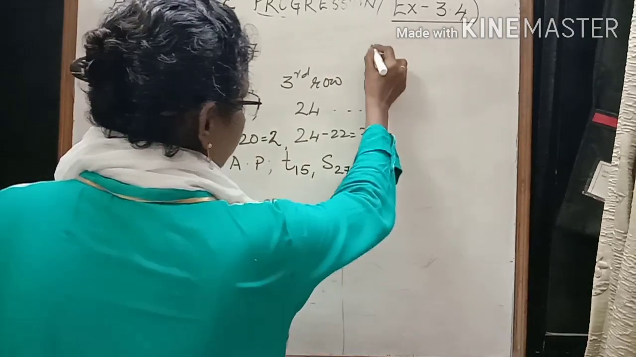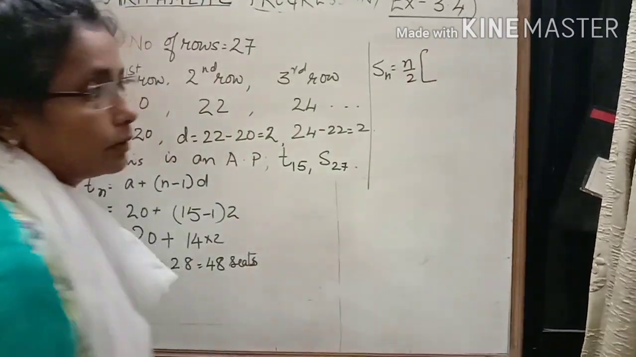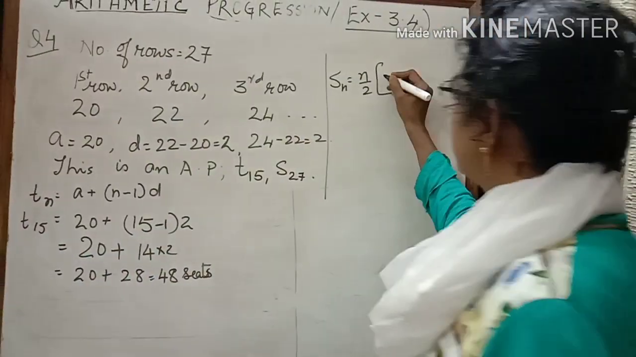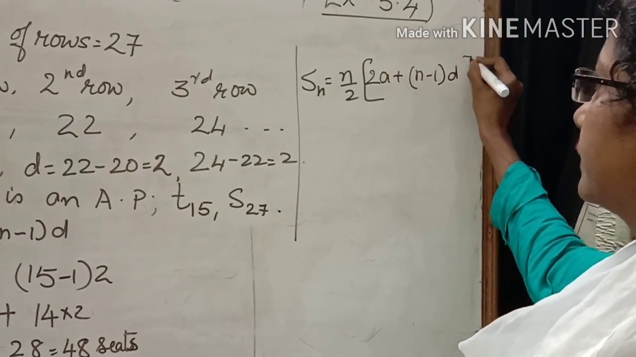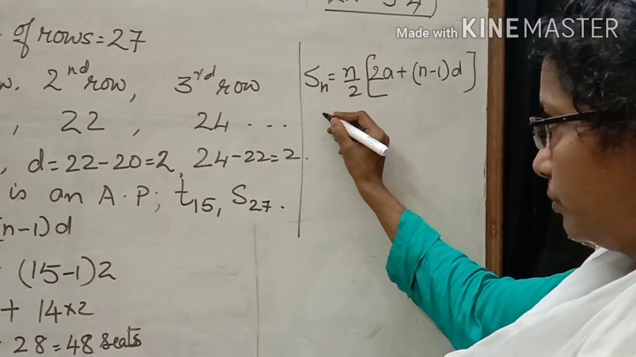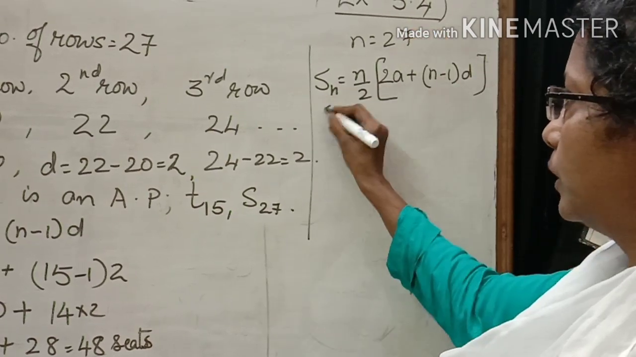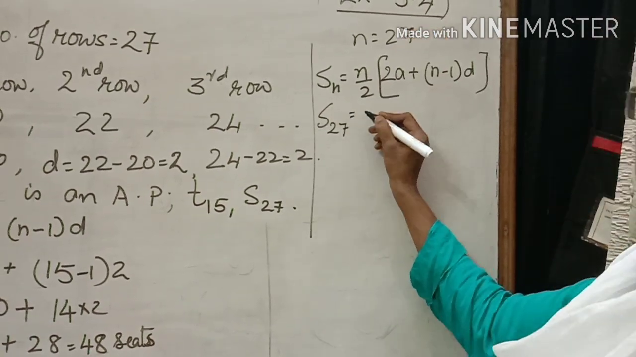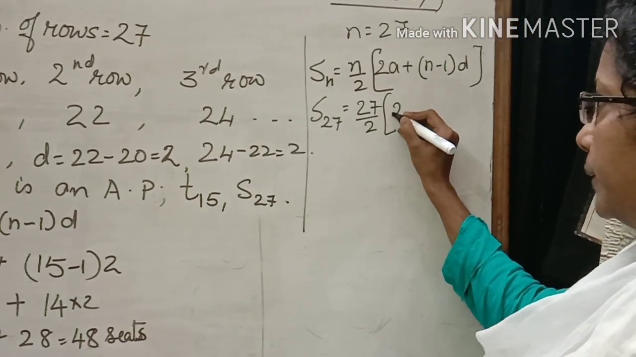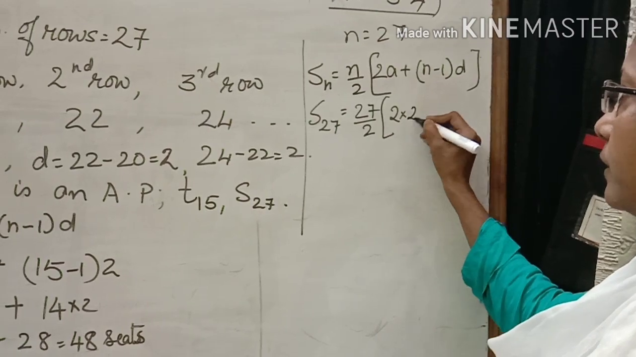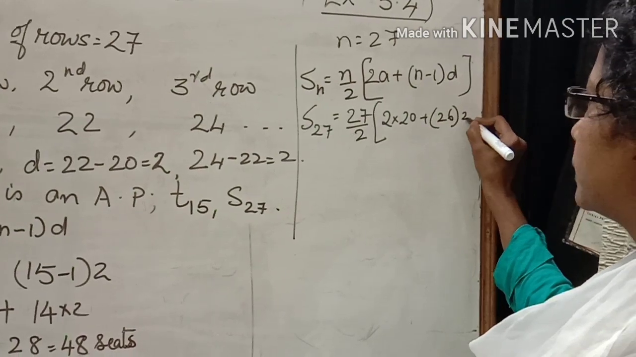Now Sn is equal to n upon 2, we'll write the formula, (2a plus (n minus 1) into d). n is equal to 27. So S27 is equal to 27 upon 2, (2 into a, our 20, plus 26 into d, which is 2).